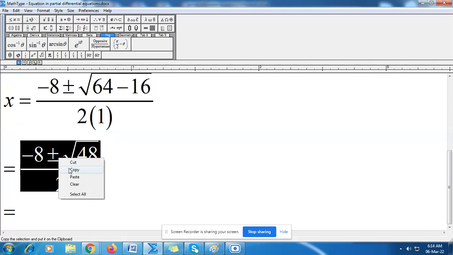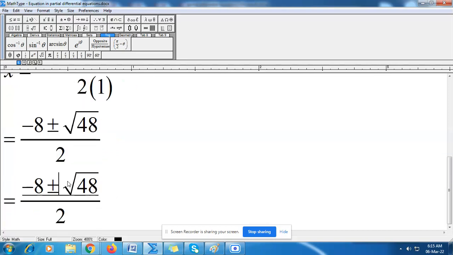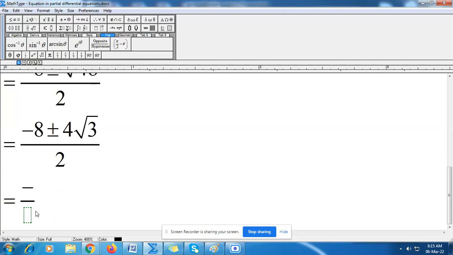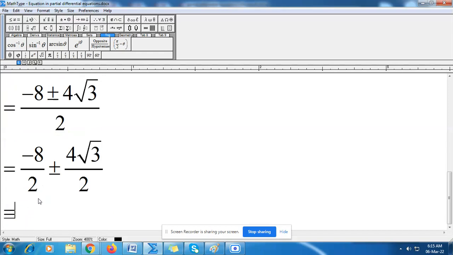That is, root 16 is 4 and root 3 we don't know. Now simplify. Minus 8 by 2 plus or minus 4 root 3 by 2. This is minus 4 plus or minus 2 root 3.